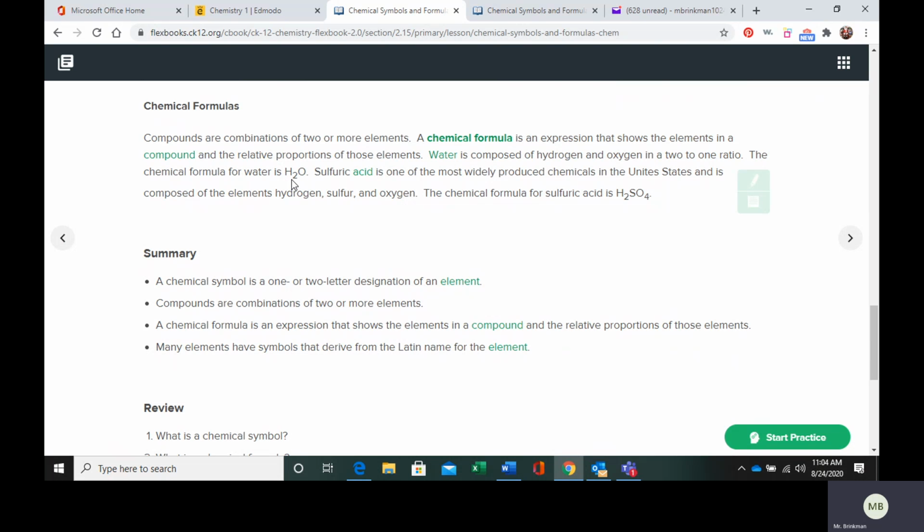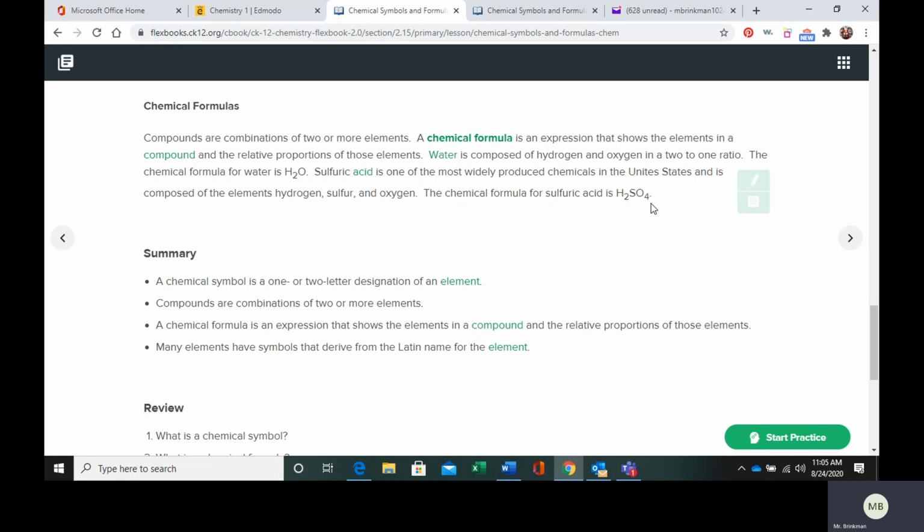We could have 14 hydrogens and 7 oxygens. We could have 20 hydrogens and 10 oxygens. But it's kind of like lowest common denominator, where you get it to the lowest possible ratio, always 2-to-1. The chemical formula for sulfuric acid, H2SO4, is just the lowest ratio. You could multiply these subscripts by a certain number and get different total numbers of each element.